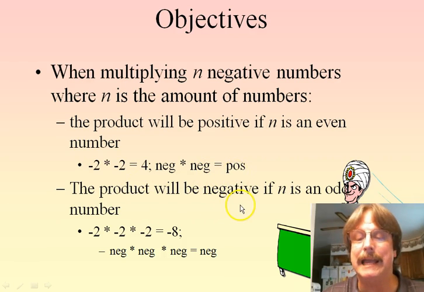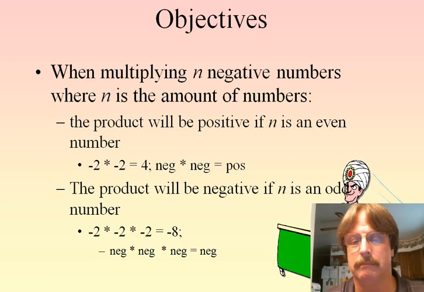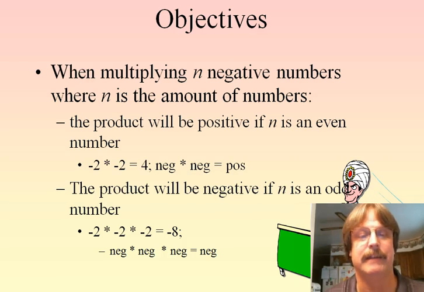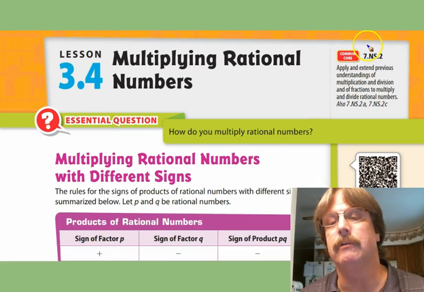The product will be negative if n is an odd number. So -2 times -2 times -2, so we have three numbers there. Of course, 2 times 2 times 2 is 8, and a negative times a negative times a negative is going to be a negative. So a quick way to remember, if the number of negatives that you have is an even number, you're going to have a positive outcome, and if you have an odd number, you're going to have a negative outcome.